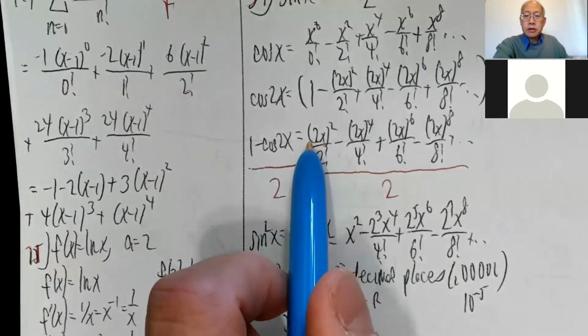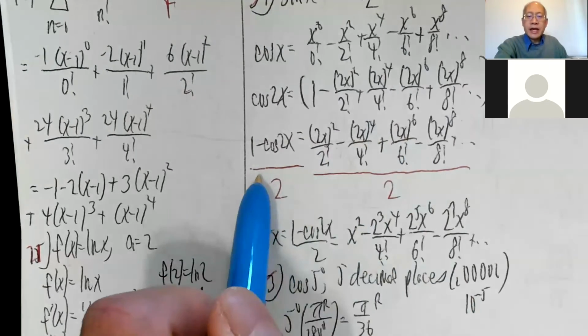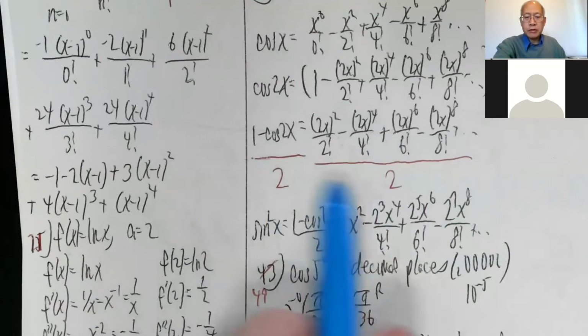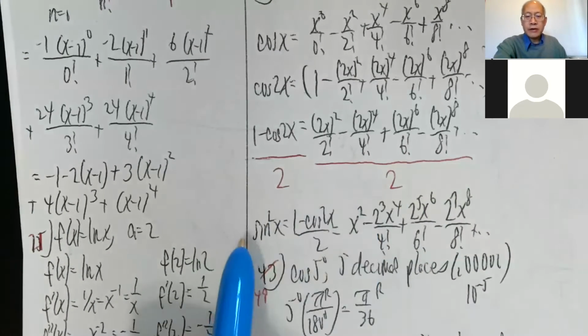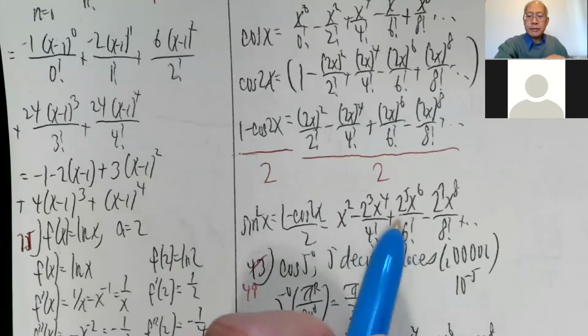Okay, so that's now positive, negative, positive, negative. And then I just divide everything by 2. Divide both sides by 2. And I have it. So sine squared x is (1 minus cosine 2x) over 2. Okay, I'll let you clean up the arithmetic.